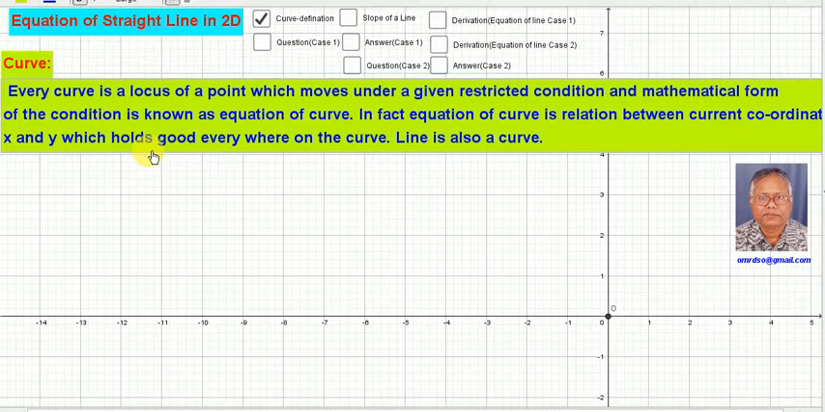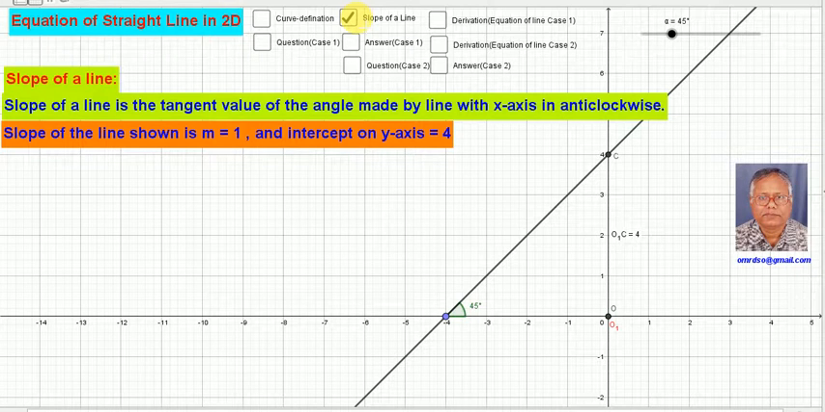So this is the definition of a curve. Now another important thing which we always face is the slope of a line. What is the slope of a line? The slope of a line is the tangent of the angle made by the line with the x-axis, measured anticlockwise. As shown here, it is making an angle of 45 degrees. So you get the slope m = tan 45, which gives you 1. Another important thing we need to get the equation of a line is the intercept on the y-axis cut by the line. Here OC is known as the intercept, and its value is equal to 4.